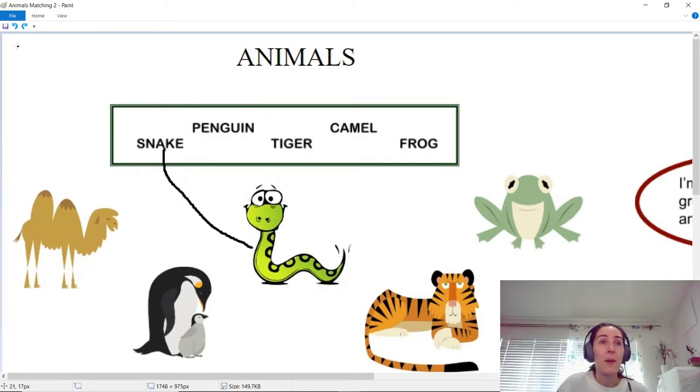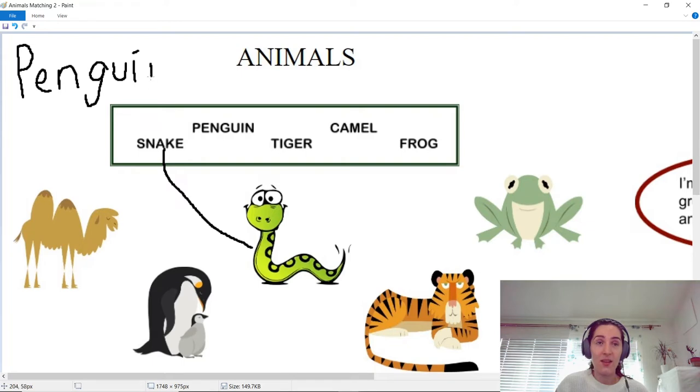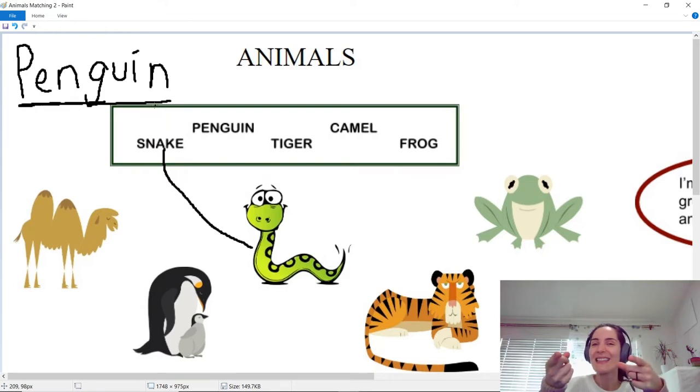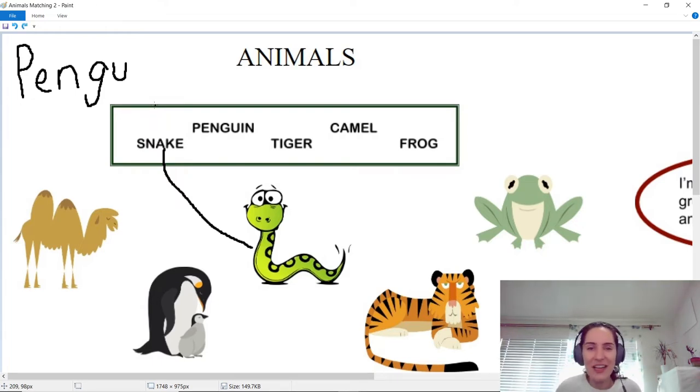Okay, what's the next word? How can we write this? P-E-N-G-U-I-N. Okay, starts with a P. Penguin. Oh, that's very fun to say. Can I hear you say penguin? Penguin, penguin. Penguin, penguin, penguin. Yeah, it's a little hard, but you did a great job.